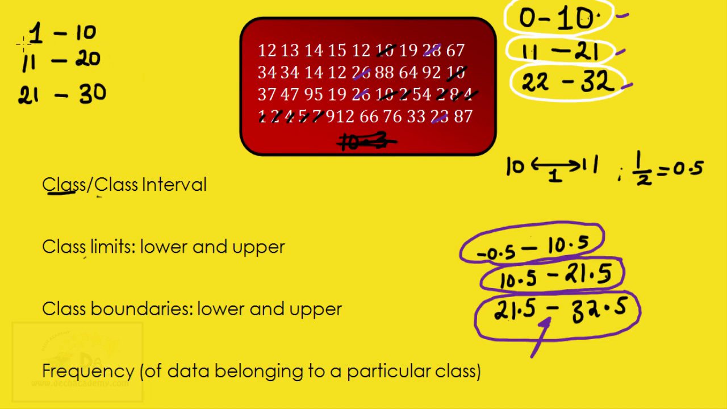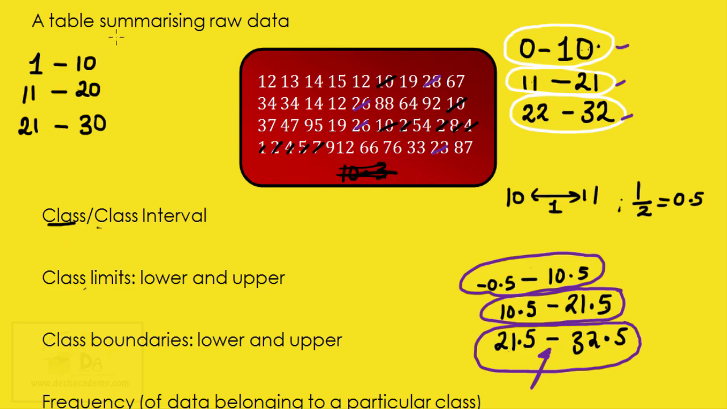Now for the first class, which has a class interval of 1 to 10, what is the frequency of the data belonging to this class? What's the frequency of numbers that belong to this class from the raw data set that has been given? I'm just going to draw a mini table with 2 columns.